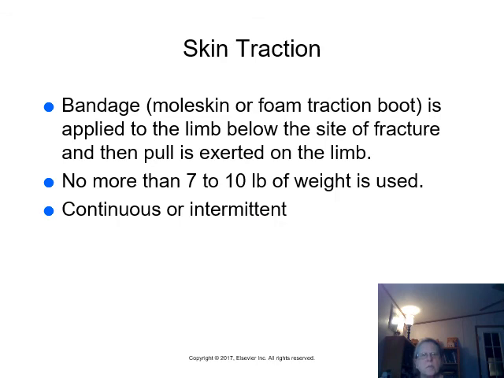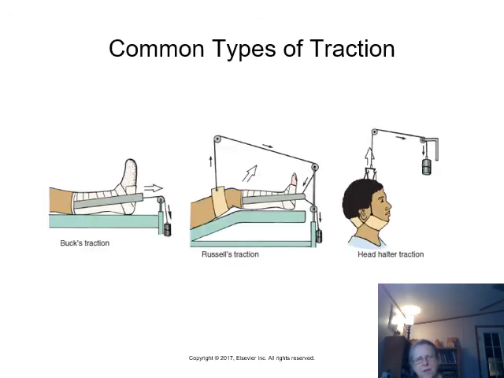Skin traction, no more than 10 pounds. Okay, so they have a moleskin foam traction boot that's on the extremity, and they pull on that and not on the leg itself. Here are some common types of traction.